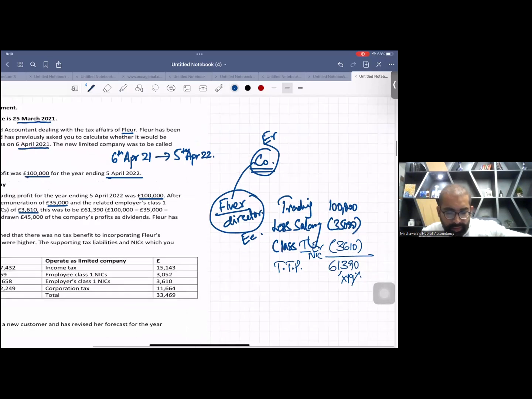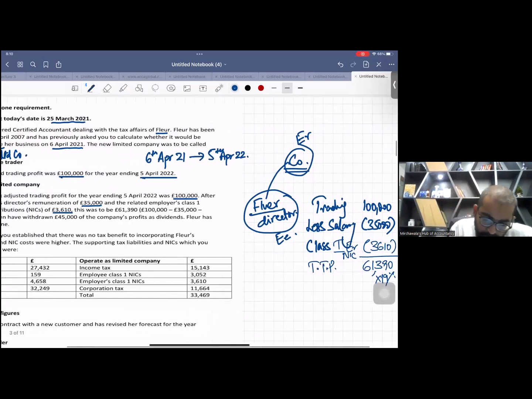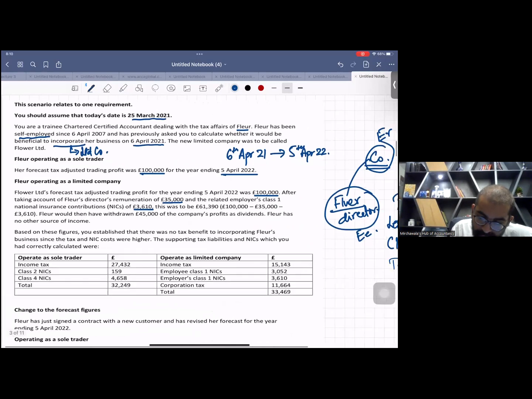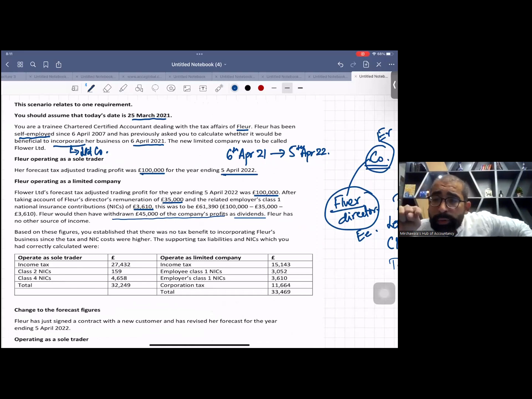Now, let me come back to the question again. So Fleur would then have withdrawn 45,000 of the company's profit as dividends. Yes, because Fleur has two statuses. Fleur was the director, and director means employee. So as an employee, he took the salary. And now this Fleur is also the 100% owner of that company, so Fleur would be extracting dividends as well.